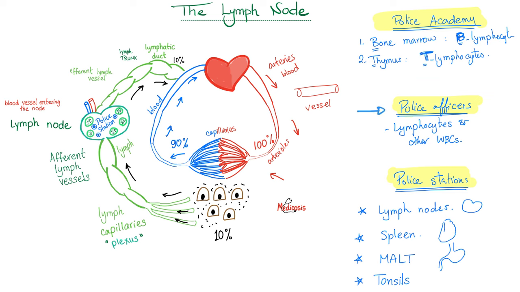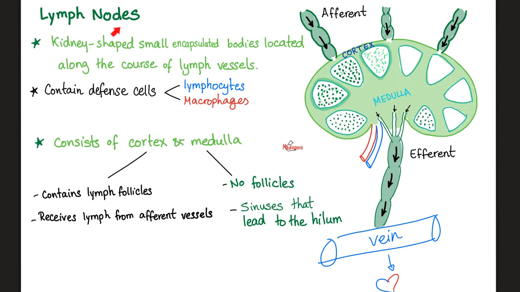Think of it like police officers. Where were they born? From their mother's womb. The mother's womb is the bone marrow. How do they train? They train in police academies. Oh, if you are B lymphocyte, bone marrow. If you're T lymphocyte, thymus. Where are they situated and located? At police stations such as lymph nodes, spleen, mucosa-associated lymphatic tissue, and tonsils. The topic of lymph and lymph node will be discussed in the next video.